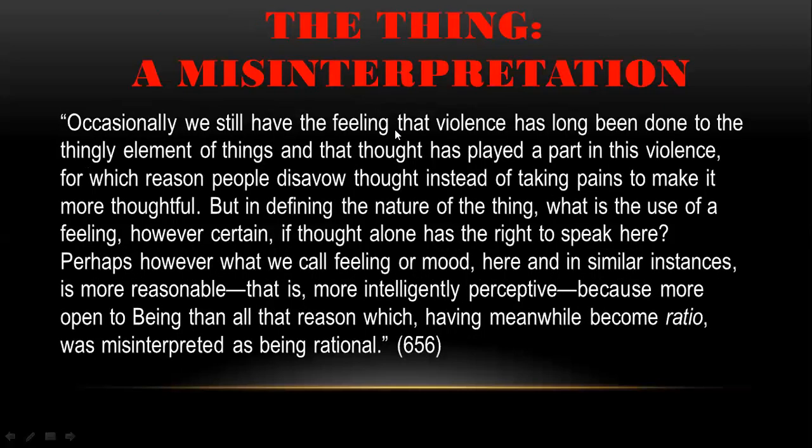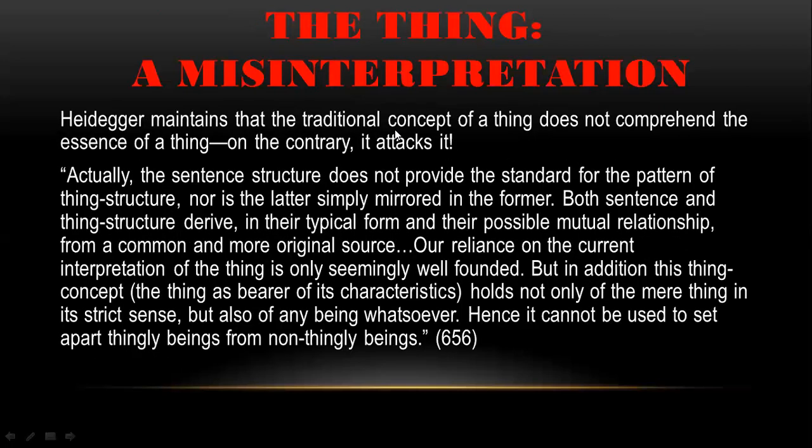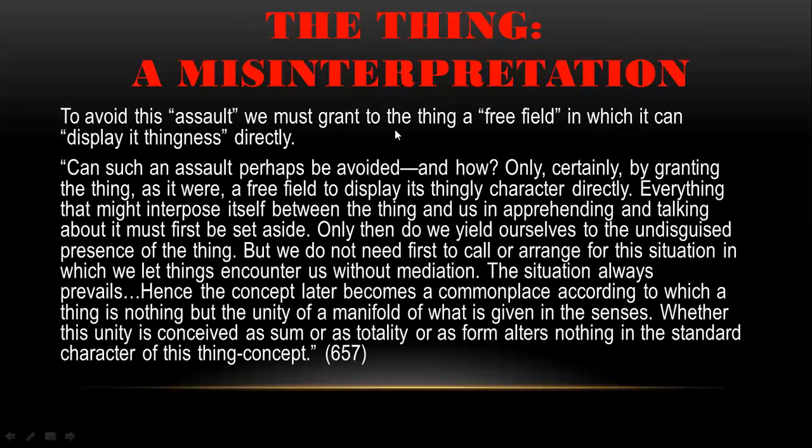So for Heidegger, if we're going to avoid this attack on the essence of the thing, which sees it in terms of this subject predicate structure, if we're going to avoid that assault, he suggests that we grant to the thing what he calls a free field in which it can display its thingness directly. I warned you in the first video. He has a very peculiar way of expressing himself. You'll have to bear with us. So let's read what he says here, and see if we can get something out of this. What does he mean by granting a free field in which the thing can display its thingness?